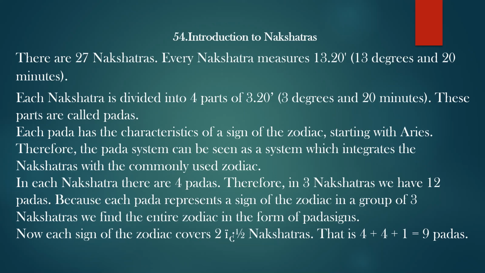Okay, I said that each and every sign has 9 padas. Each pada has 3 degrees 20 minutes. If you multiply by 9, we get 30 degrees. And each and every rasi has 3 stars in it. Ashwini, Bharani, Kritika first pada, and Kritika's 3 padas go to Taurus.